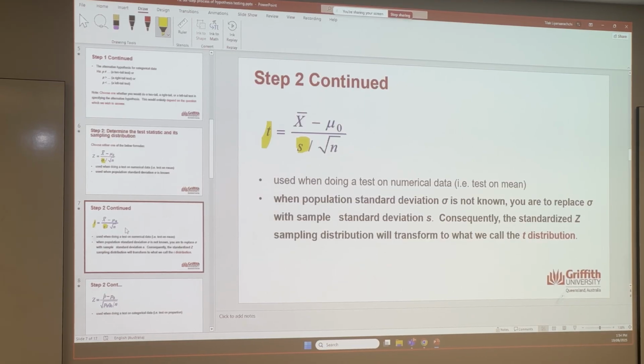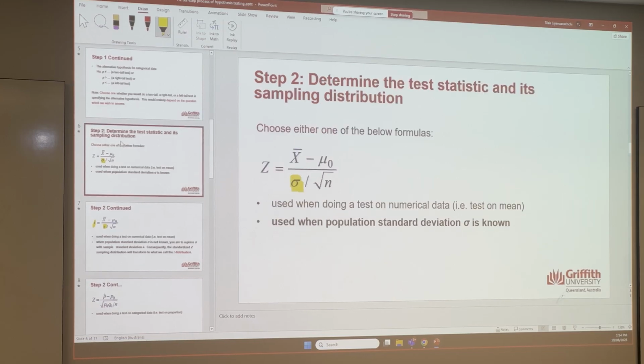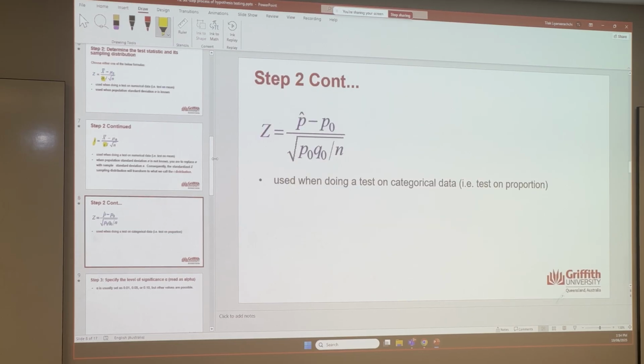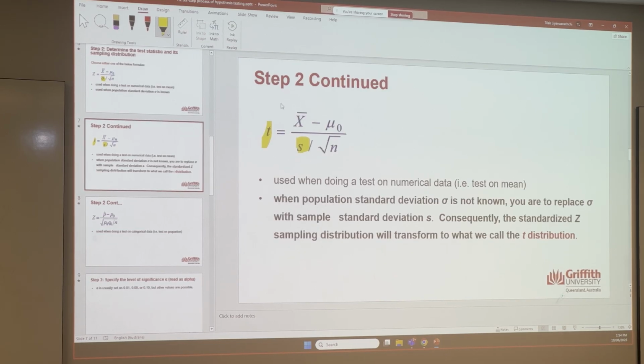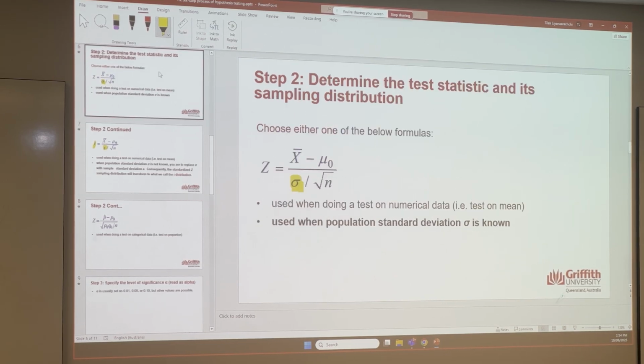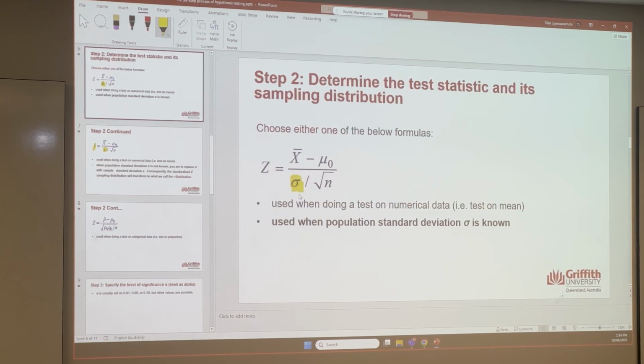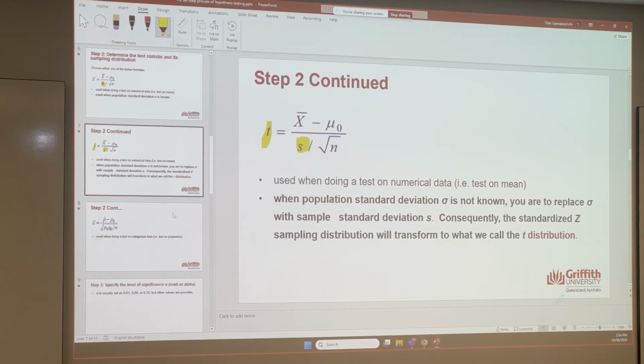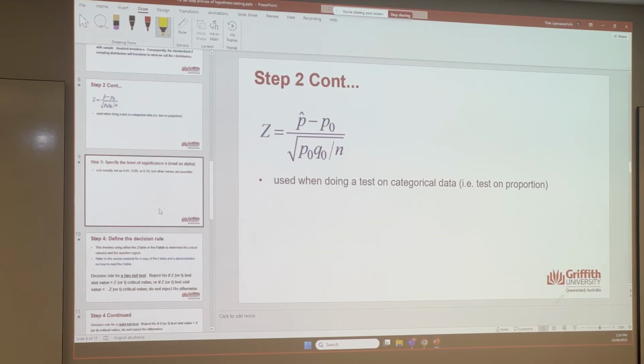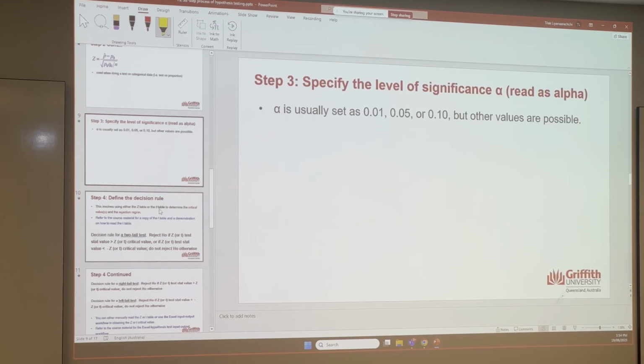Is that clear? So you need to choose what formula you're going to use in step 2. If you are using proportion, use this formula always. But if you are testing your mean value, you can use either Z or T. If you have the population standard deviation, you have to use Z, otherwise you use T. Then step 3 I'll discuss later.